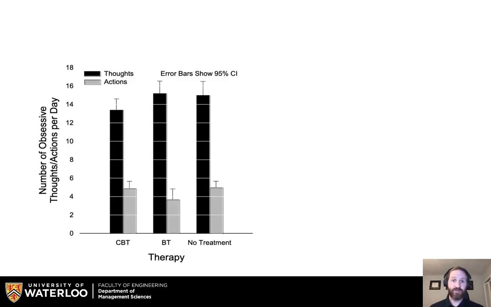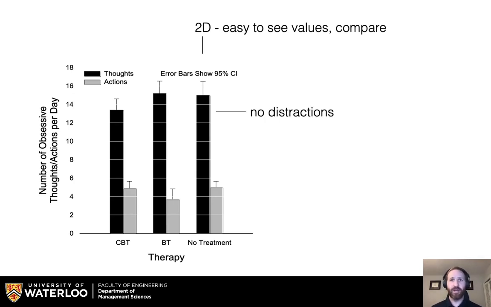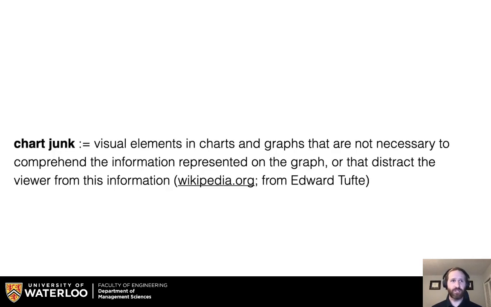You might be able to transform this graph to something like this, which is 2D. It's easy to see the values and compare them. There's no distractions. It uses minimum ink, and it has descriptive labels. Number of obsessive thoughts or actions per day, in this case. This is an example of reducing chart junk.